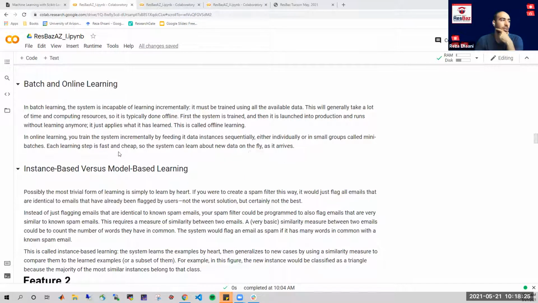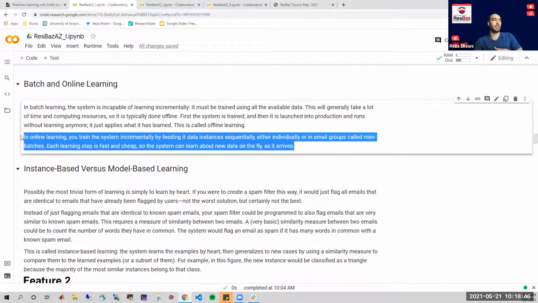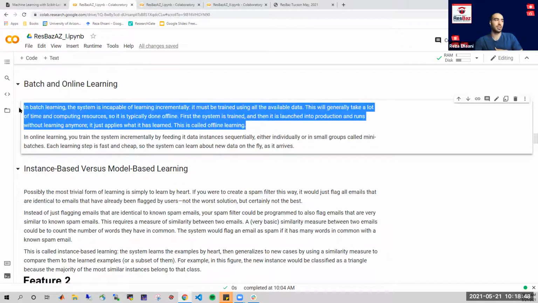In online learning, the system learns incrementally by being fed data sequentially, either individual data points or small groups of data, which are called mini-batches. Each learning step is fast and cheap, so the model can learn on the fly. Deep learning models usually fall into this category, and classical machine learning algorithms like linear regression, decision trees, and random forests fall into the batch category.